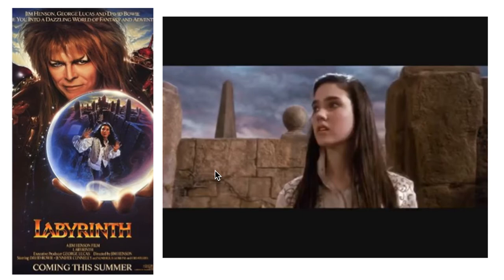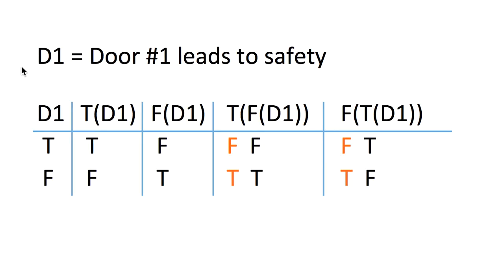How did Sarah figure out how to solve that riddle so quickly? Here's the way to work it out in truth functional logic, because we can explain what was going on in that riddle just in terms of truth functions. Let's use some abbreviations. I'm going to use D1 to represent the idea that door number 1 leads to safety. So D1 is an atomic sentence. It could be true or false.